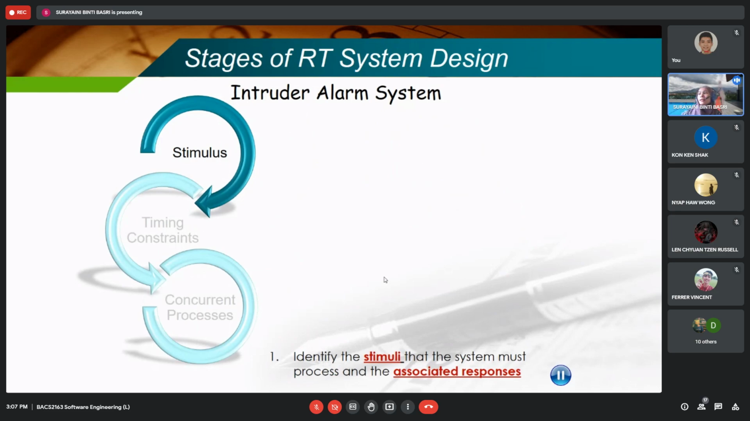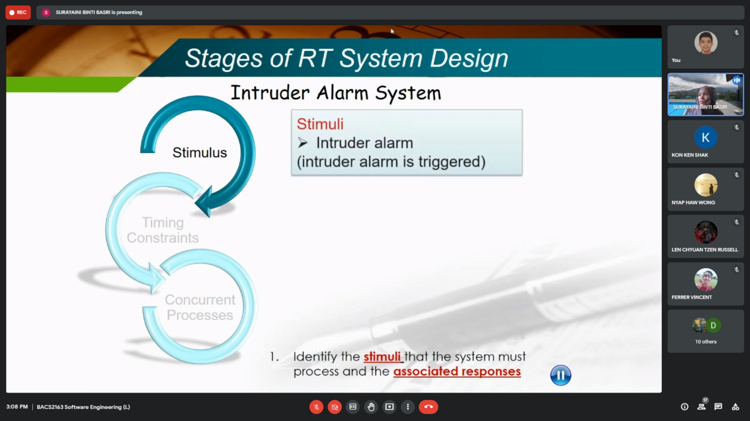This is the example for the intruder alarm system. Imagine you are designing an intruder alarm system. This system will give a response if there is any intruder coming to your house. First, we need to identify the stimuli and its associated response. We need to identify, when the stimuli is triggered, what are the responses from the system.